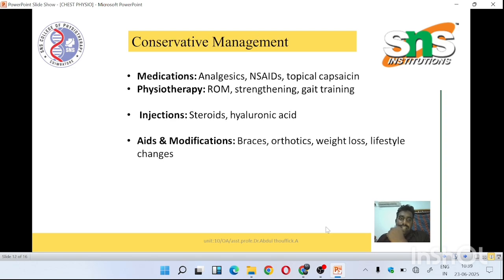What are the conservative managements? Now for the most important part: how do we manage OA? Medications like NSAIDs, analgesics, and topical agents. Physiotherapy like range of motion exercises, strengthening, and gait training. Injections like corticosteroids or hyaluronic acid. Lifestyle management, weight loss, or activity modification. A multidisciplinary approach yields the best outcomes for OA patients.